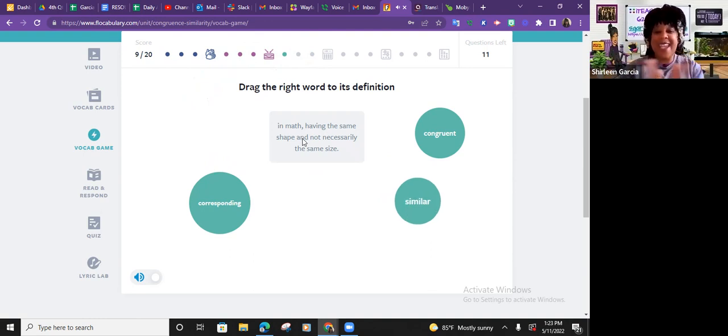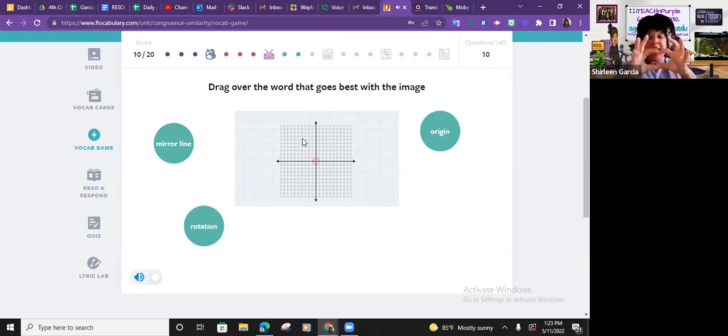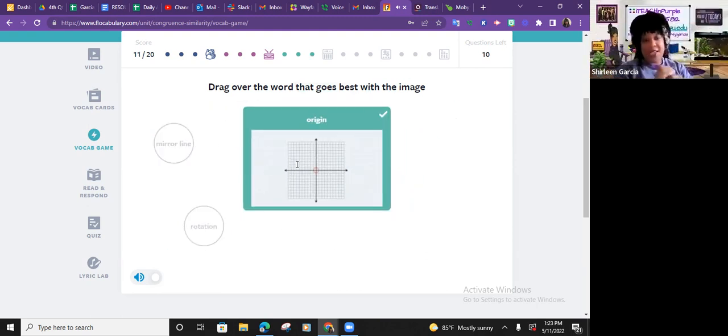Yes, now y'all got it. You're halfway through, good job. What is that red circle in the middle called on that coordinate grid? Is that a mirror line, a rotation, or origin? Yes, Tyreek! Didn't even let me finish. Yes, Adolfo. Good, good, good.